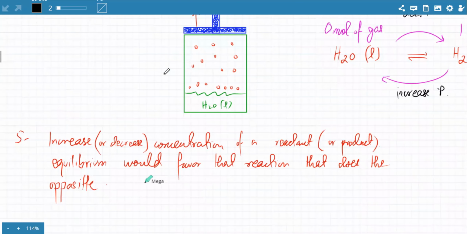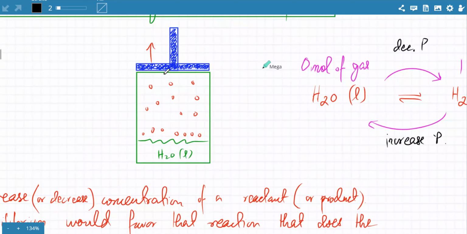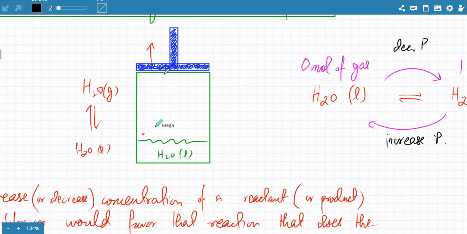So the concept behind that is, what if I look at this container? Let's say it's at equilibrium. I'm not touching the piston now, and there's this reaction happening: water liquid constantly changing into water gas, and coming back. All of a sudden, I go in and I remove all the water vapors. What would the equilibrium do, or what's going to happen now?